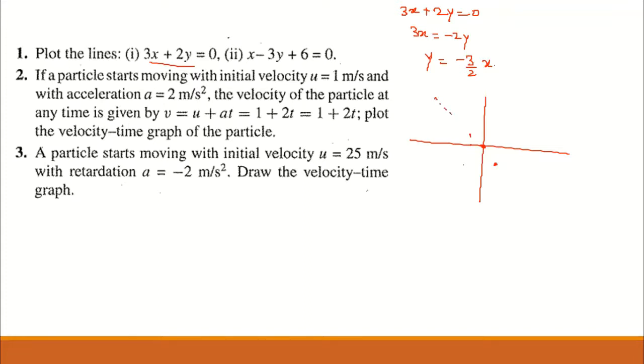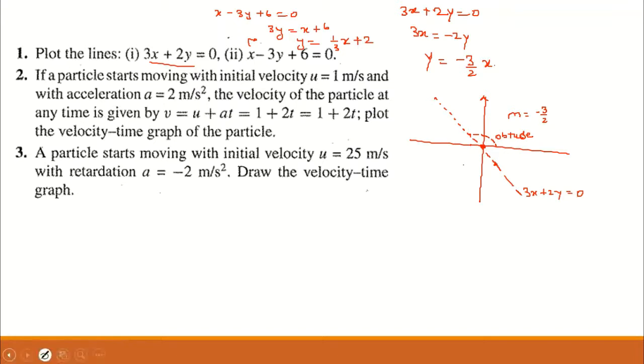And the line will be in the form of 3x plus 2y in this manner, where the angle is always obtuse, hence the slope is negative, that is minus 3 by 2 for this line. Coming to the second line, x minus 3y plus 6 is equal to 0. So if I want to calculate, it is x plus 6. So y is equals to 1 by 3x plus 2.